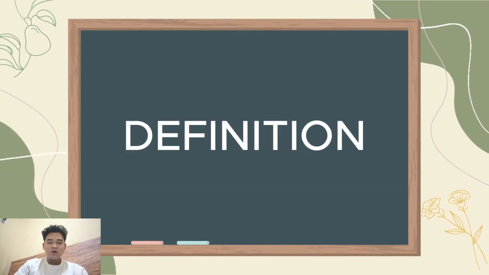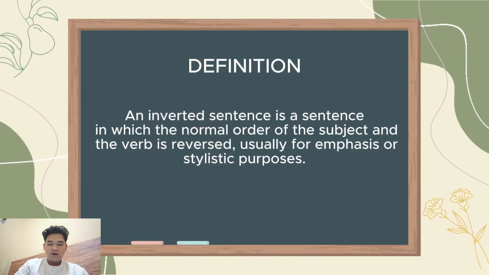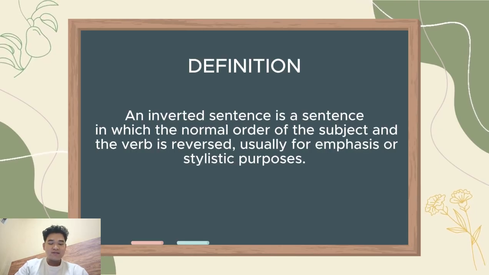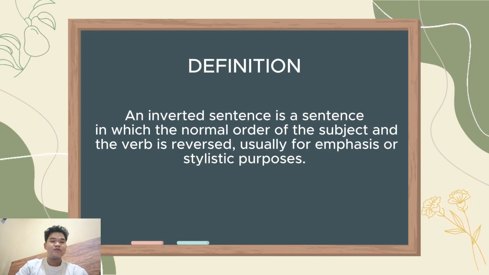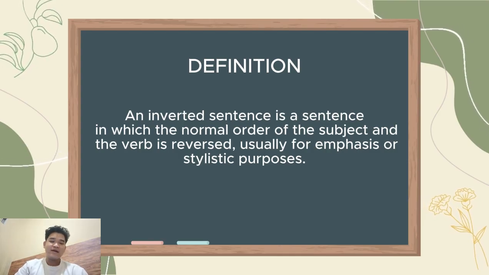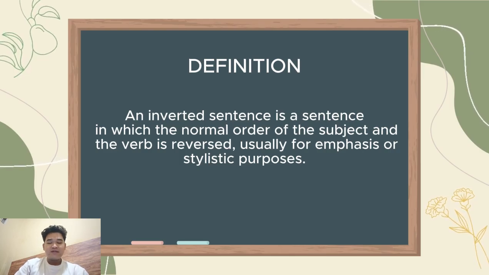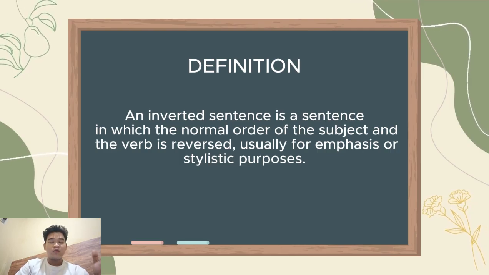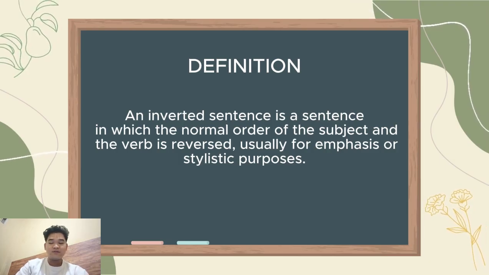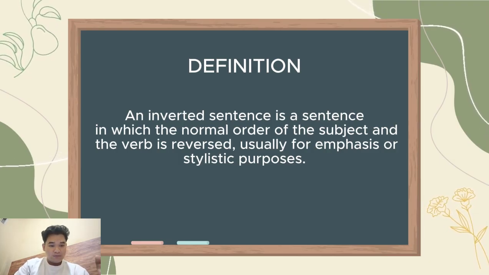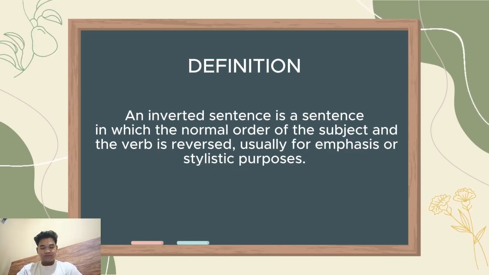Okay, now let's start with the definition of inverted sentence. An inverted sentence is a sentence in which the normal order between a subject and the verb is reversed, usually for emphasis or stylistic purpose. So this means that an inverted sentence is a sentence where the normal order between subject and the verb is reversed. Now let's try to compare a normal sentence and an inversion sentence.